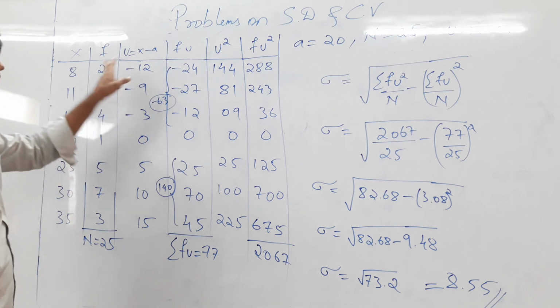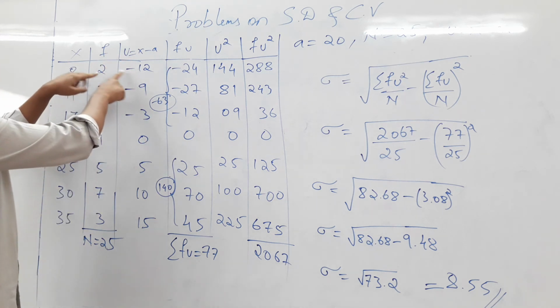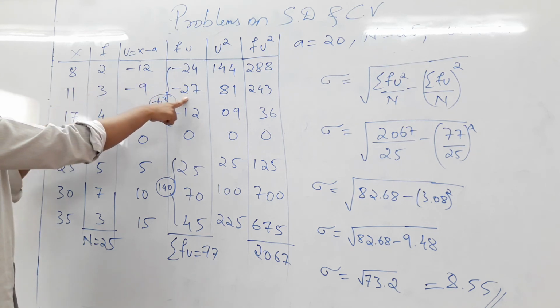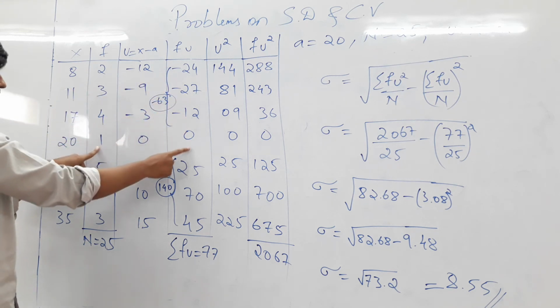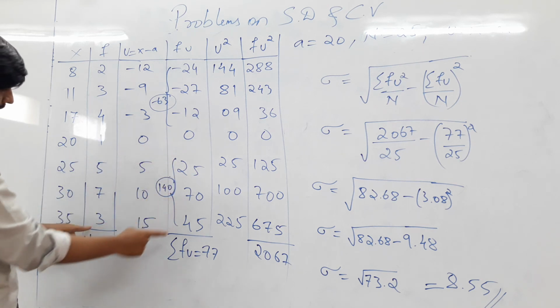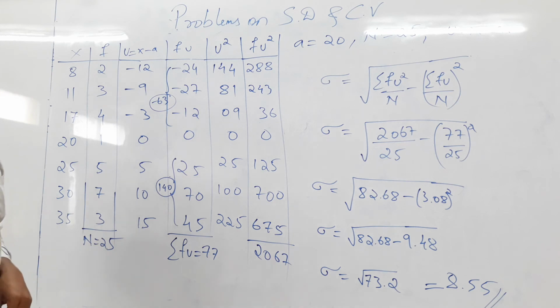Next, what you have to do? You have to multiply f into u. So 2 into minus 12 is minus 24. 3 into minus 9 is minus 27. 4 into minus 3 is minus 12. 1 into 0 is 0. 5 into 5 is 25. 7 into 10 is 70. 3 into 15 is 45.